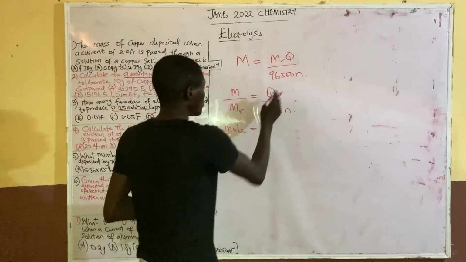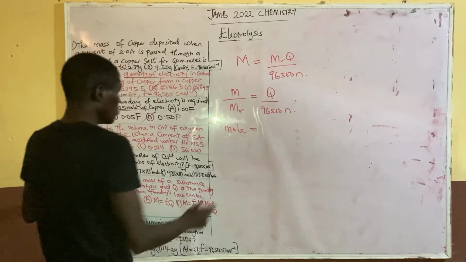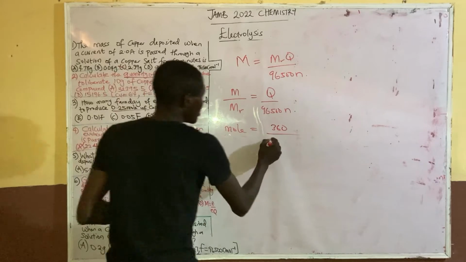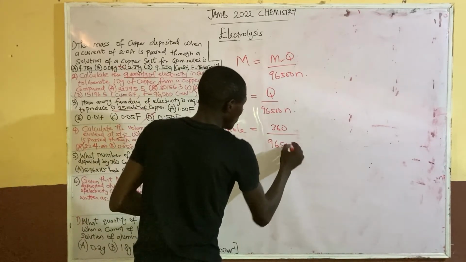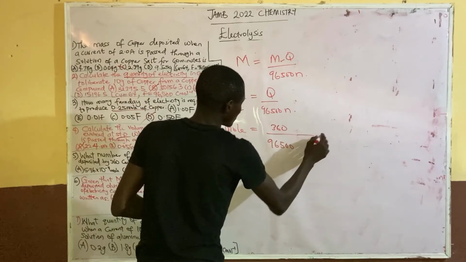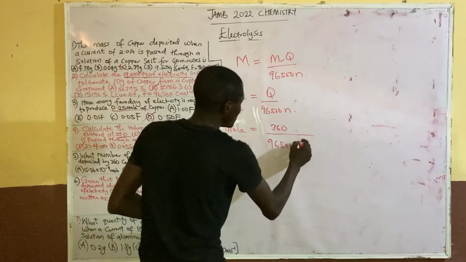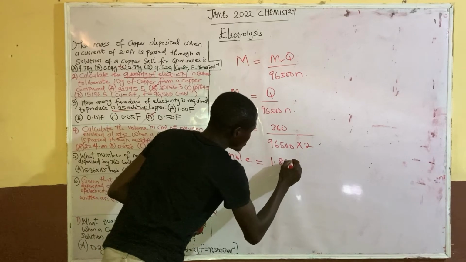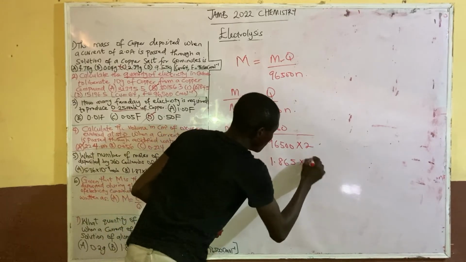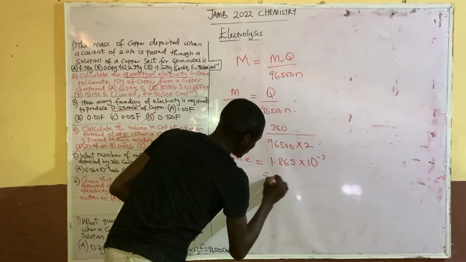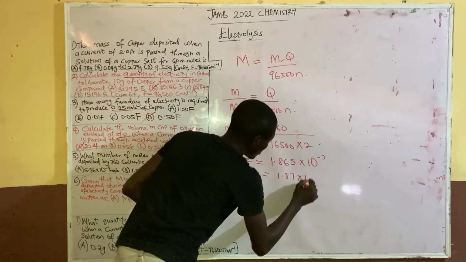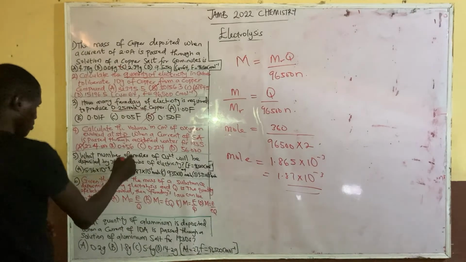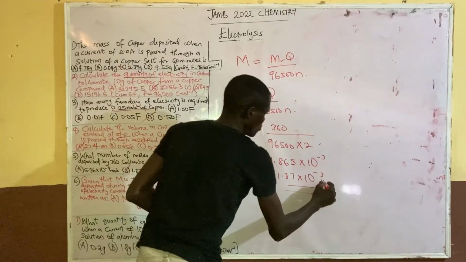Now, what's your Q? Your Q has been given as 360. Now over 96,500, which gives 1.87 times 10 raised to the power minus 3. So that's the final answer, in mole. Please put mole.